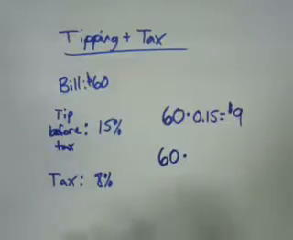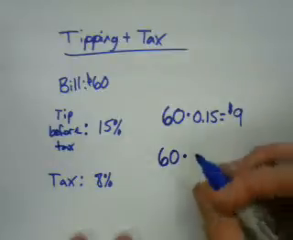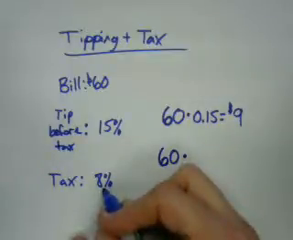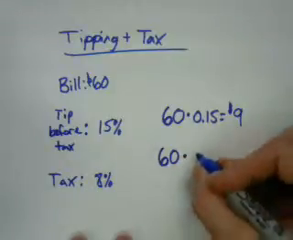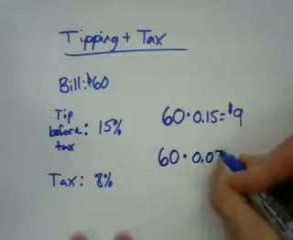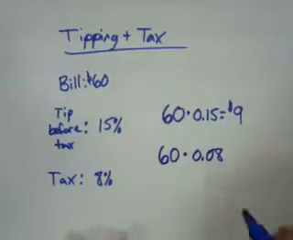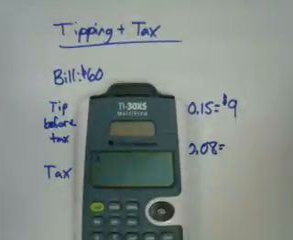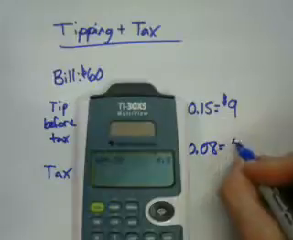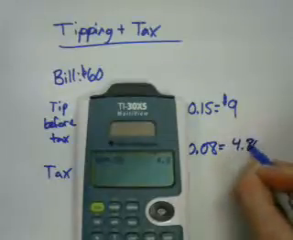Now here we take the 8%, we have to transform it into a decimal. So again, we have to use the decimal equivalents of percentages. So here, instead of 8, we move the decimal point 2 place values to the left, and we get 0.08. Okay? And then let's see what that is. So 60 times 0.08, and we get 4.8. So $4.80. Okay.